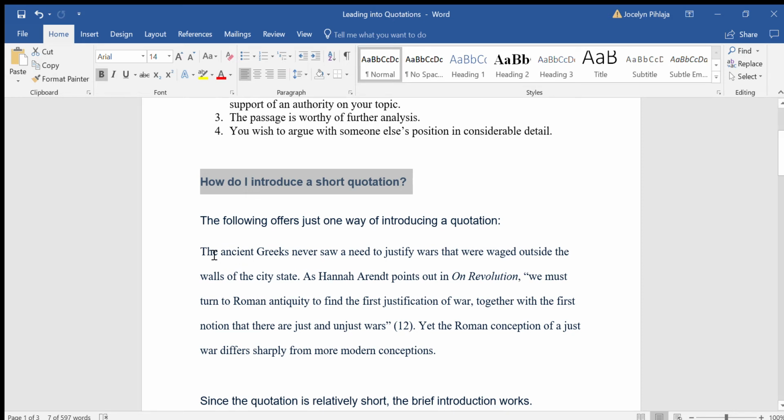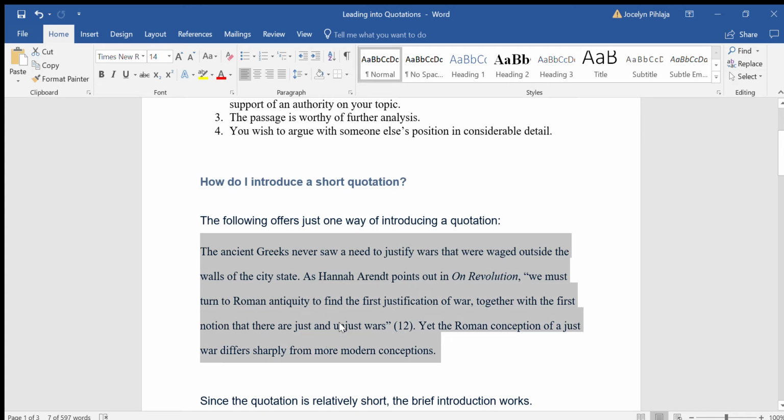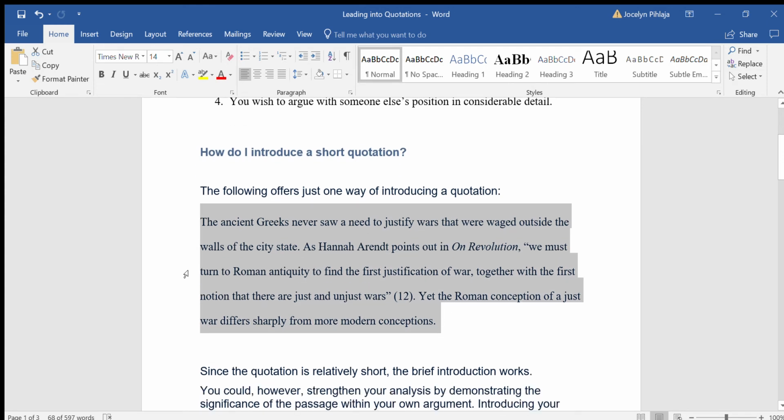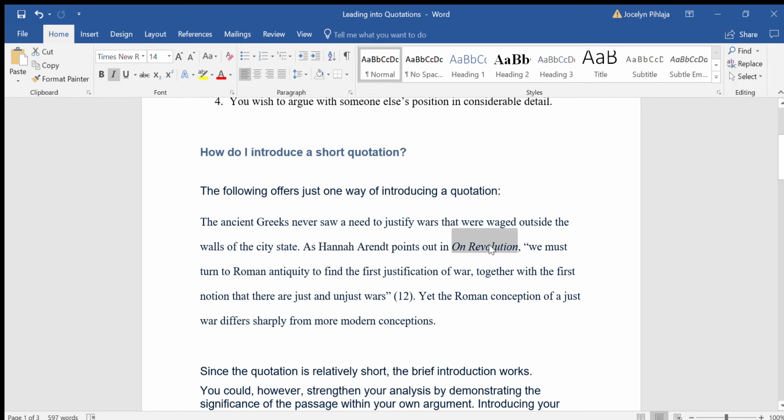So here's a little example in this paragraph right here. The ancient Greeks never saw a need to justify wars that were waged outside the walls of the city-state. As Hannah Arendt points out in On Revolution, so look here, we have the name of an author, and we have the name of, I would guess this is a book because it's italicized. If it were an article, it would be in quotation marks. So shorter published pieces are in quotation marks, their titles. Longer ones, like newspapers, journals, magazines, books, are in italics.